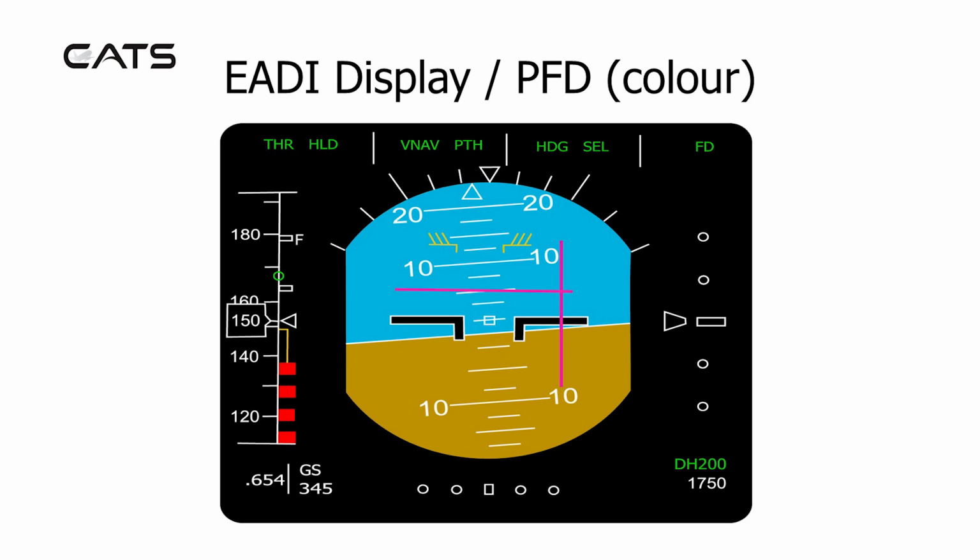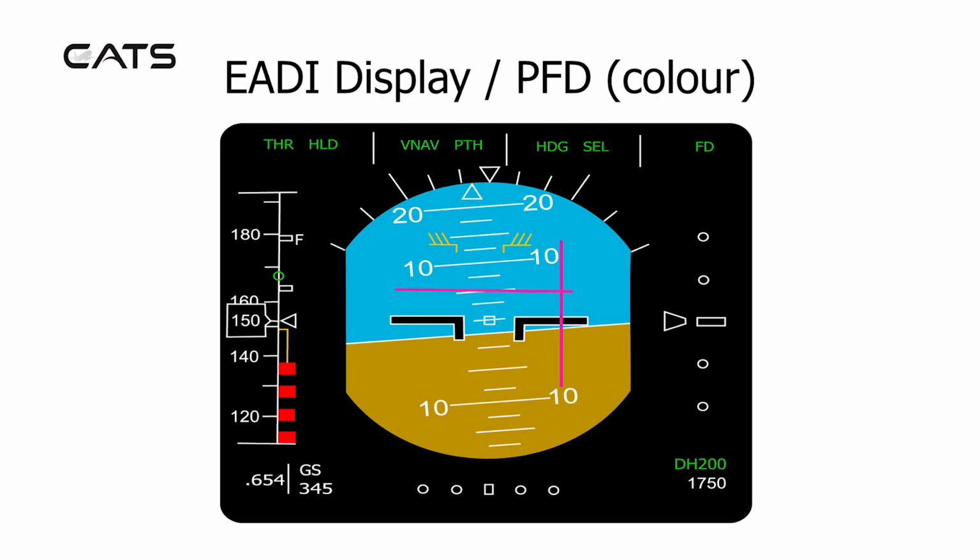At the top in green are the flight mode annunciators: throttle hold, vertical nav path, heading select and flight director engaged. On the right is a deviation scale. Bottom right is decision height 200 feet and altitude 1750, with horizontal deviation at the bottom. Bottom left are speeds, ground speed and Mach number.